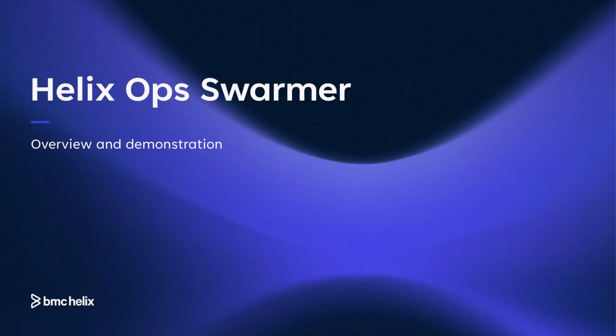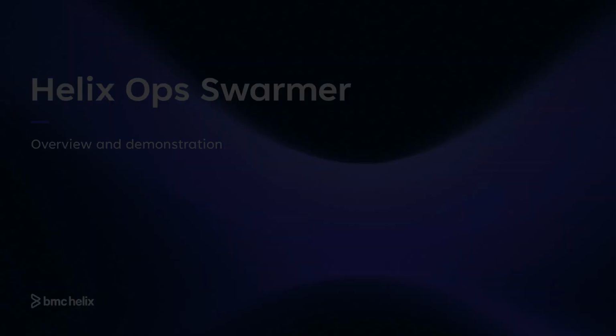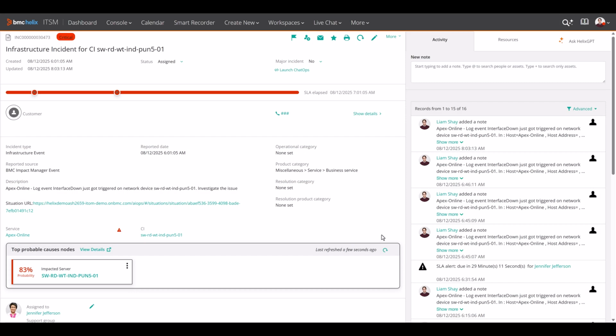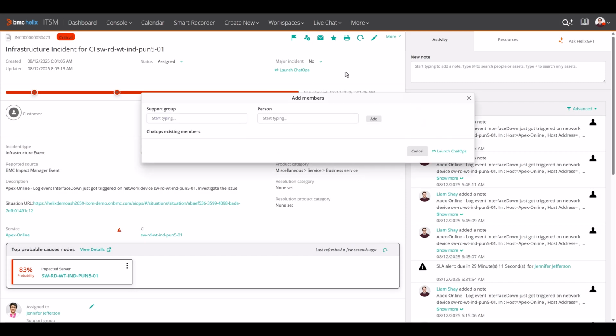Revolutionize service operations by unifying data, people, and AI insights with Ops Swarmer, your AI-powered assistant that makes collaboration smoother, more convenient, and more effective. View incident details, get chat participant recommendations, view AI Ops insights, run postmortems, and summarize chats all in one place within Microsoft Teams. Liam's been notified of an issue impacting the Apex online store.